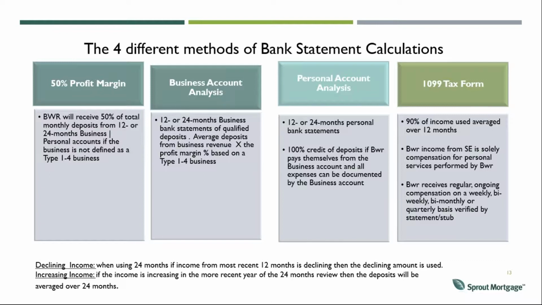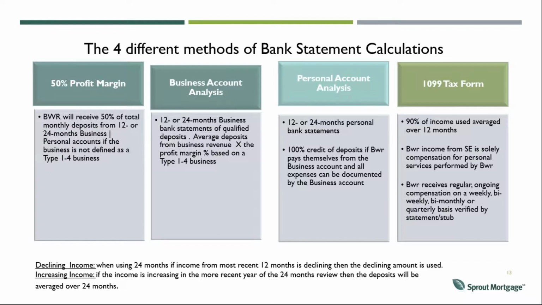All right, so let's move to the personal account analysis method. This method will utilize 12 or 24 month personal bank statements as long as the borrower's deposits resulted from self-employment. And then the income is averaged over the analysis period, which would be 12 or 24 months.